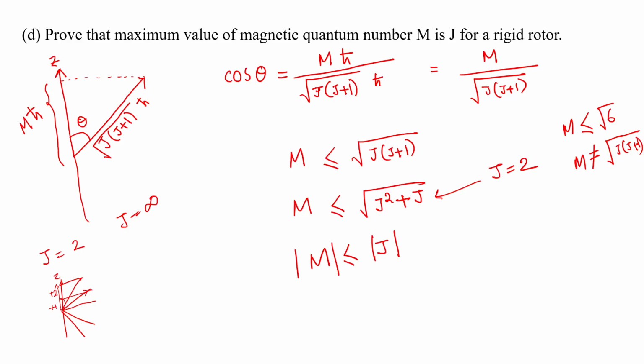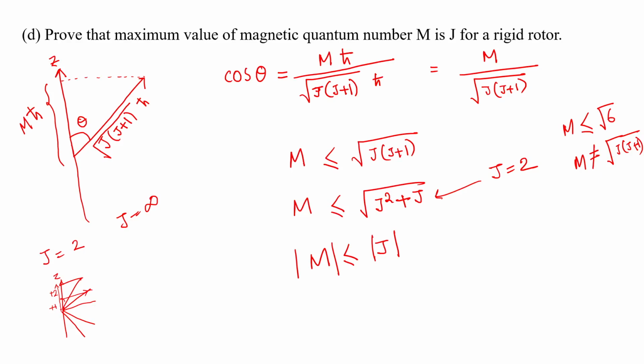So what I was discussing is that for j equals 2, what you expect is that the maximum value of m can be root over 6. But that is not the case. The reality we get for j equals 2 is m equals 2, 1, 0, minus 1, minus 2. There are 5 orientations in space for the orbital angular momentum vector.